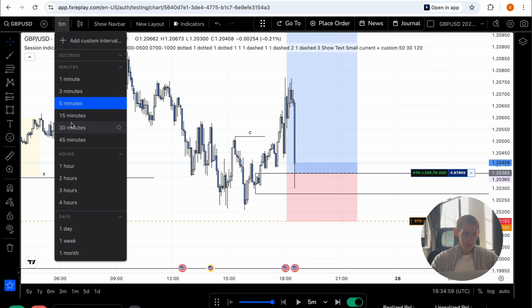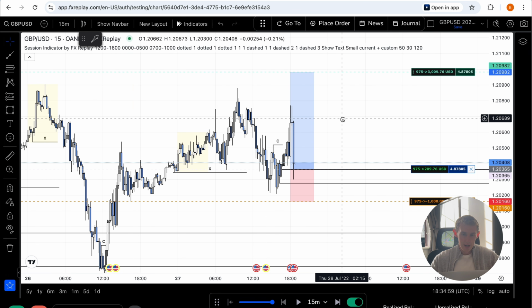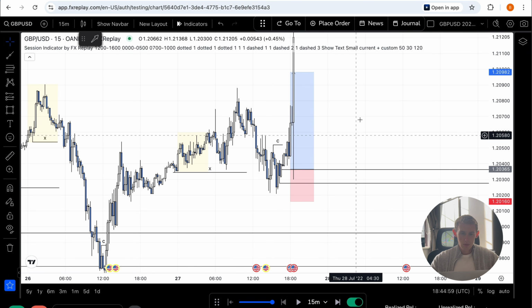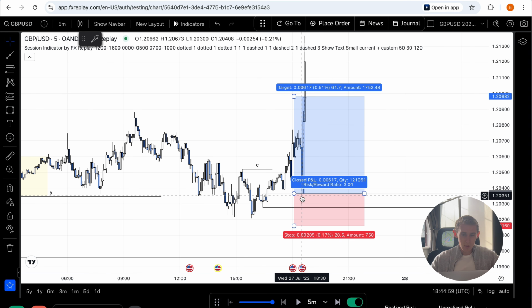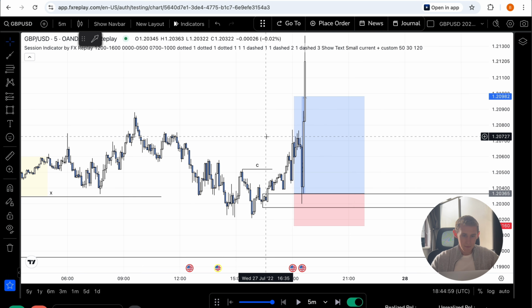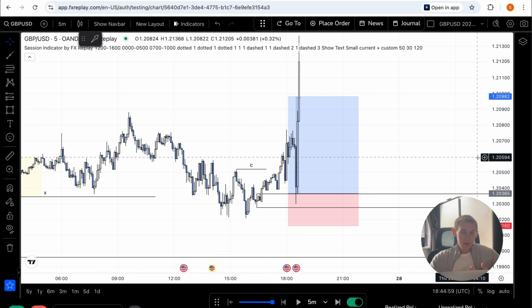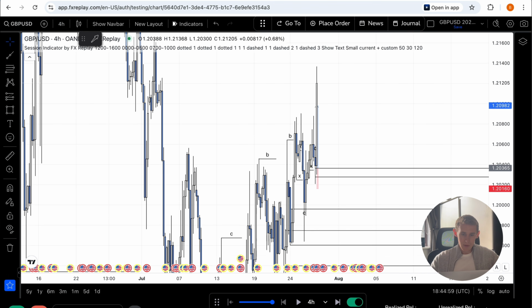Quite a lot of momentum coming down though, which is a bit off-putting, but it's still a valid trade, so let's hold it. Okay, nice. That was very quick. So that was probably some sort of news event. Yeah, so FOMC, I imagine. But yeah, perfect trade.